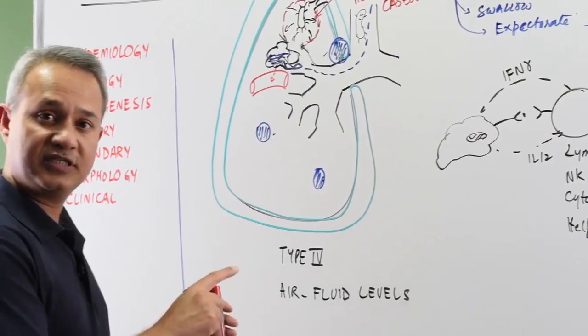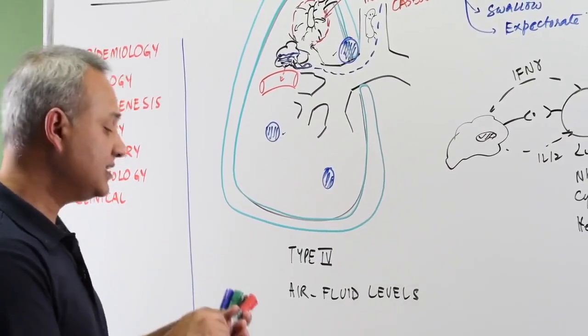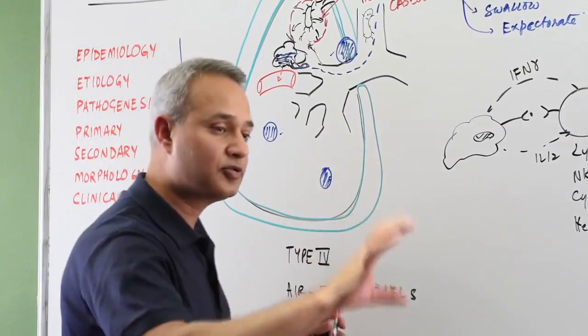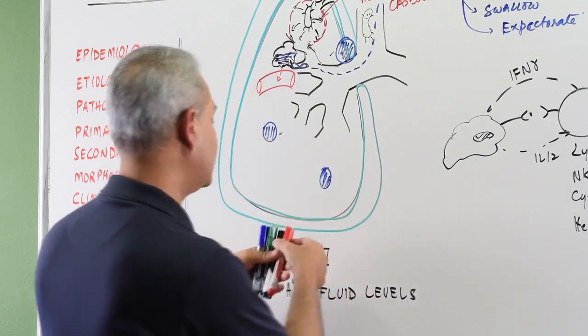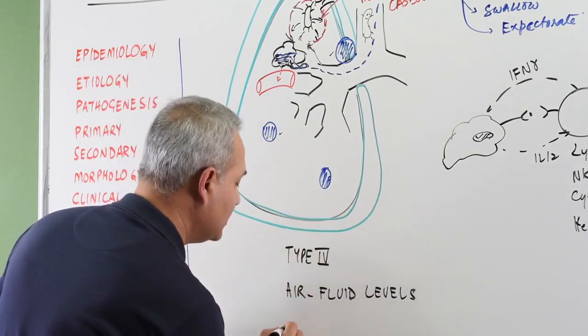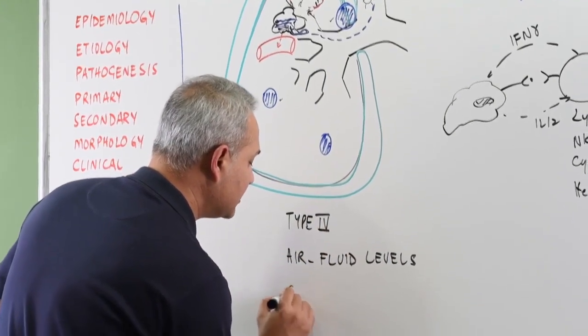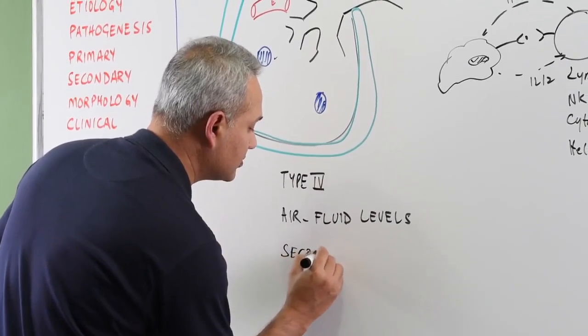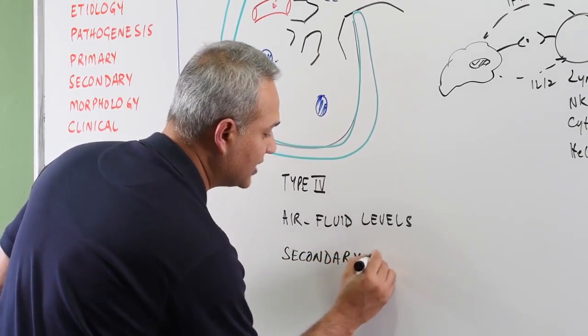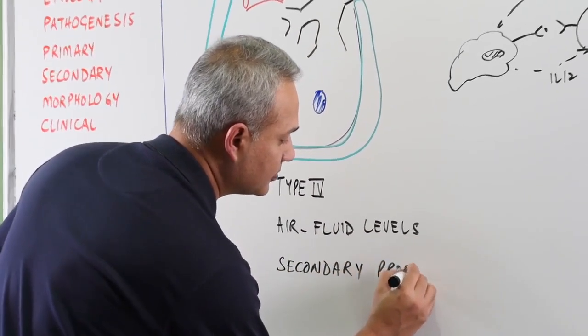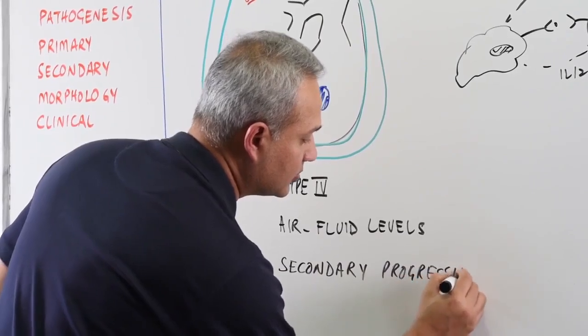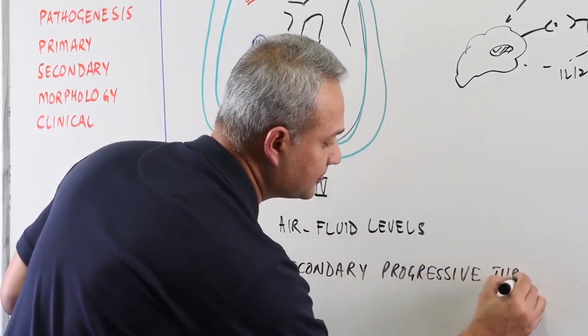If the patient is in a state of immunocompromise, then just like primary progressive TB, there is a possibility that the patient will undergo secondary progressive tuberculosis.